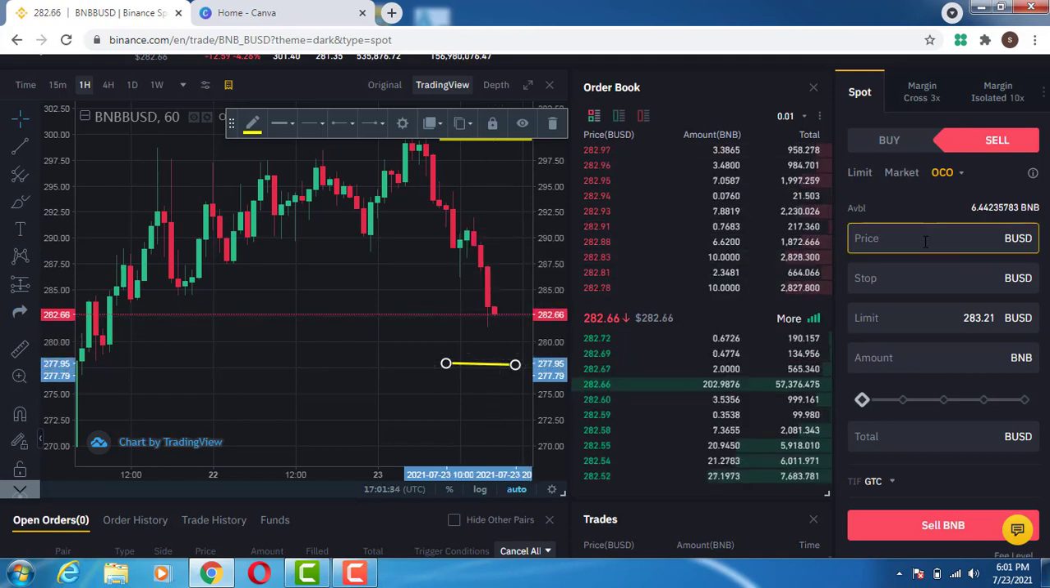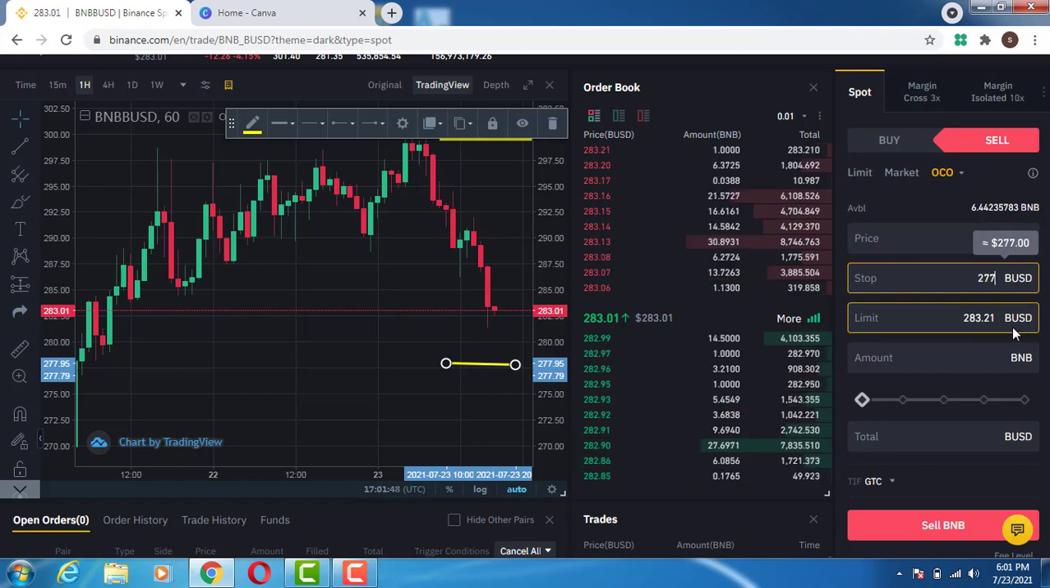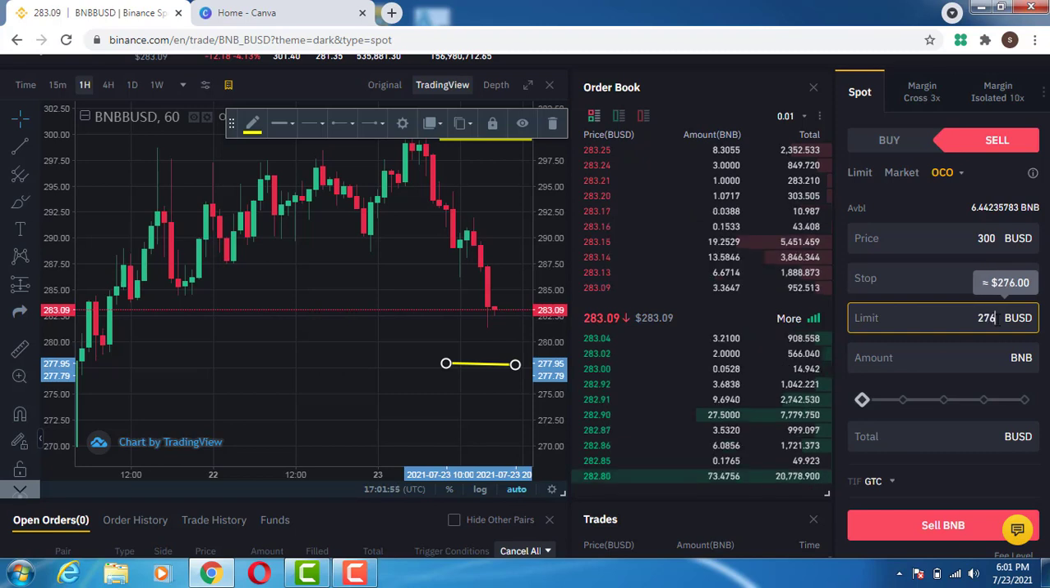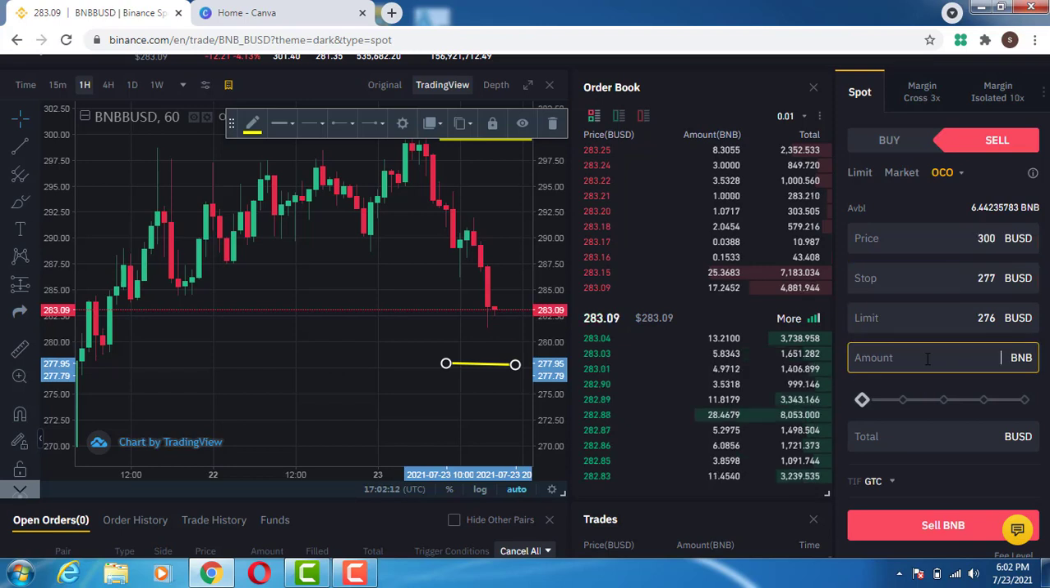Okay, so at this area I will simply go to the sell tab and then place my OCO order. Then my limit price will be 300, and then my stop here will be 277, and then my limit order, that's my limit price, will be 276 or 275. It must be below the stop price. Remember, when you are setting an order like this for a sell OCO order, the limit price must be below the stop price. Very, very simple. So in this case, I want to use 1 BNB. Okay, now I can just click sell.